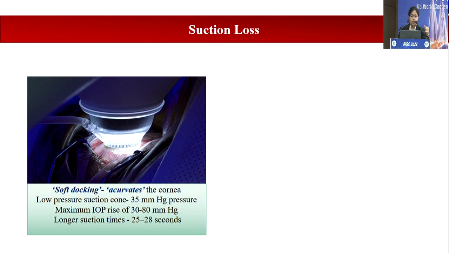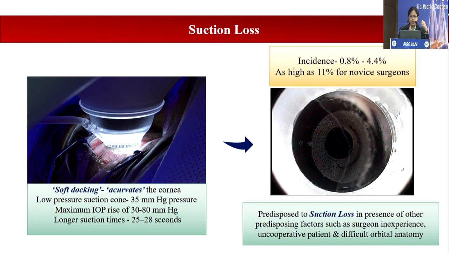Suction loss is basically due to the inherent soft docking, in which the cornea is curvated rather than applanated, and it's a low pressure suction cone with only 35 millimeters of mercury of pressure. So the incidence of suction loss ranges from 0.8 to 4.4% and can be as high as 11% for novice surgeons, further compounded by an uncooperative patient, deep set eyes, et al.